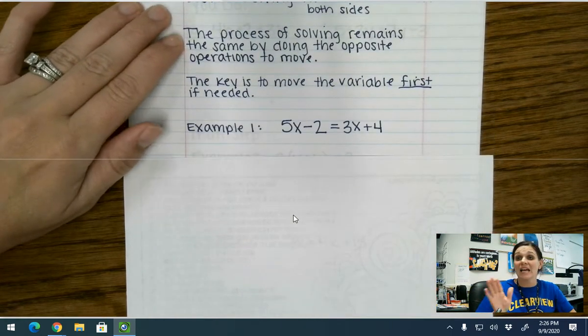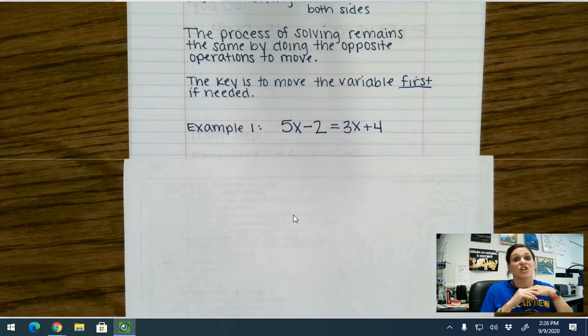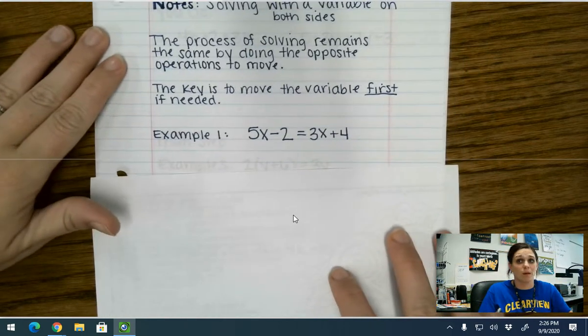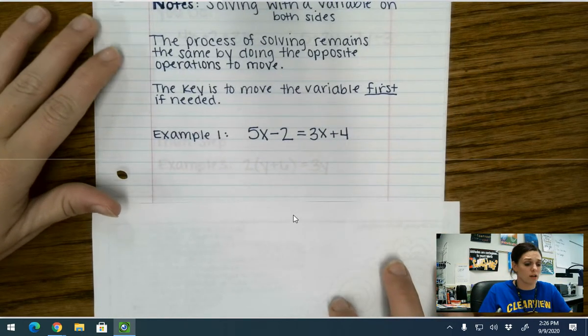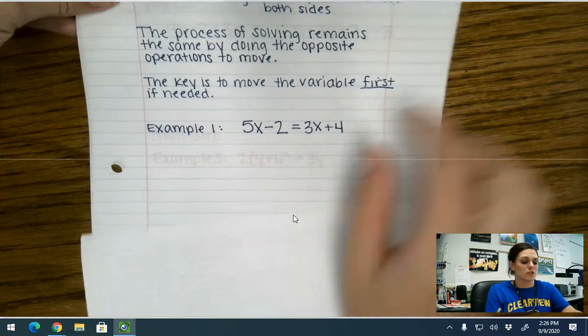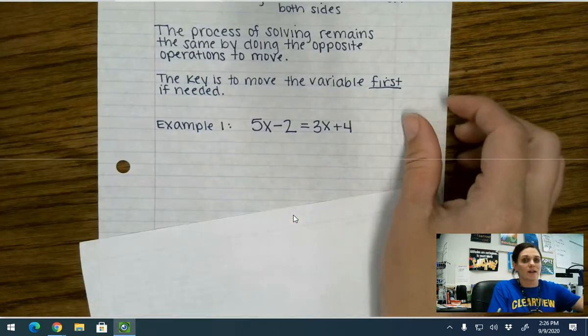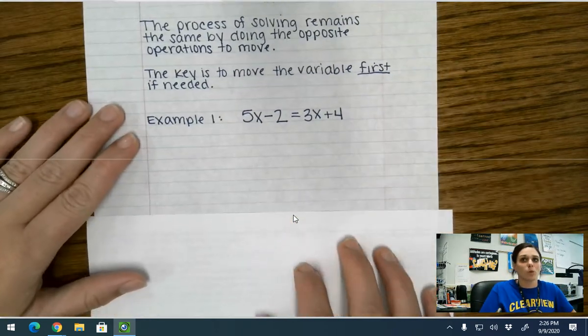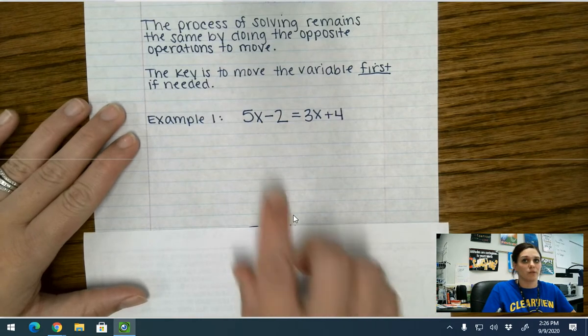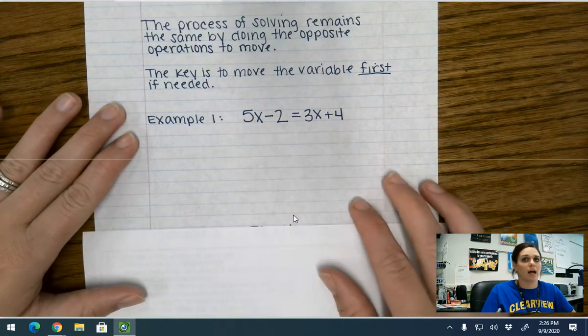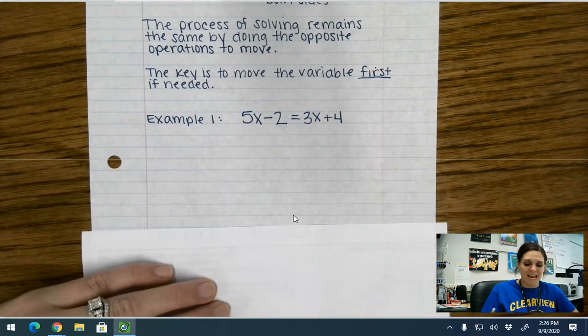So again, if at any point you're looking at this and you're like, ooh, I need more time to write, pause, all right? Or if you're confused about something, you can always replay. All right, so we're going to take a look at this very first equation. So this says 5x minus 2 equals 3x plus 4. So let's analyze it first.